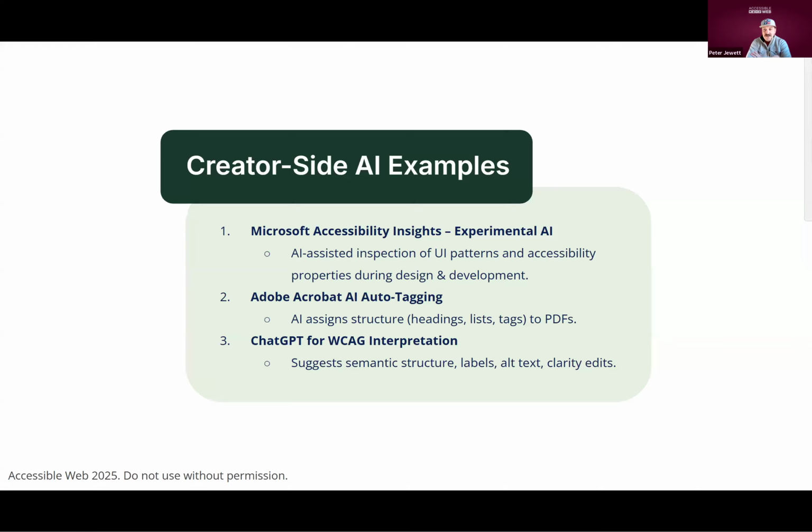And then ChatGPT. I hesitated to put this one in, but one of the things we're seeing so commonly right now is folks using ChatGPT for WCAG interpretation. So they're pasting in code or content and getting AI suggestions for semantics, labels, clarity, alt text. All these tools, on the surface, can dramatically reduce remediation and identification workload.